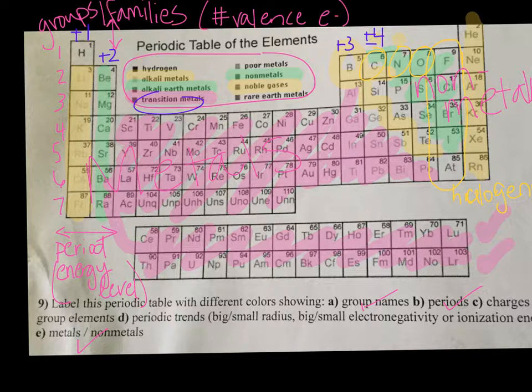Nitrogen is going to be considered a -3, meaning it has a deficit of 3 electrons, so it can bind with 3 things. And then oxygen is a -2, fluorine is a -1, and then noble gases do not have that charge. Okay, these guys are good to go. So those are our charges, the periodic trends.